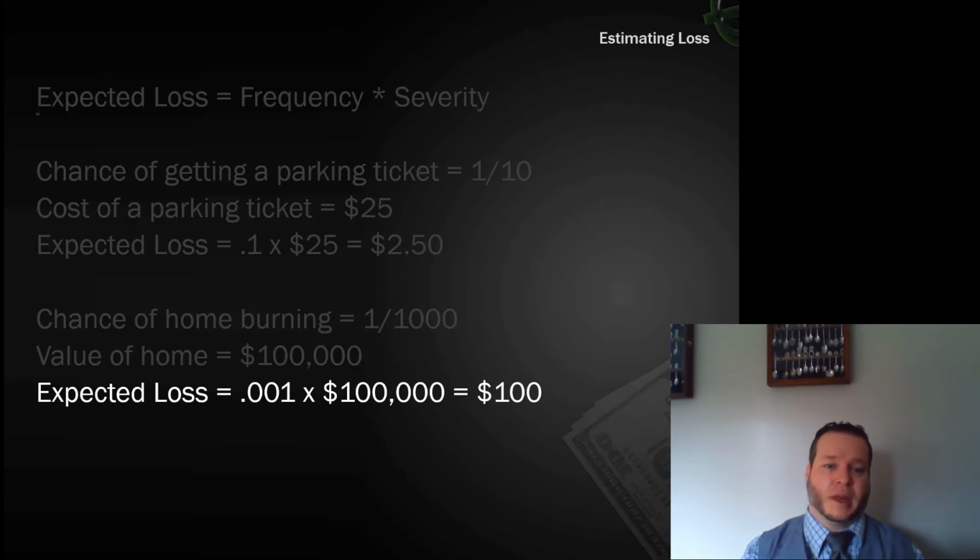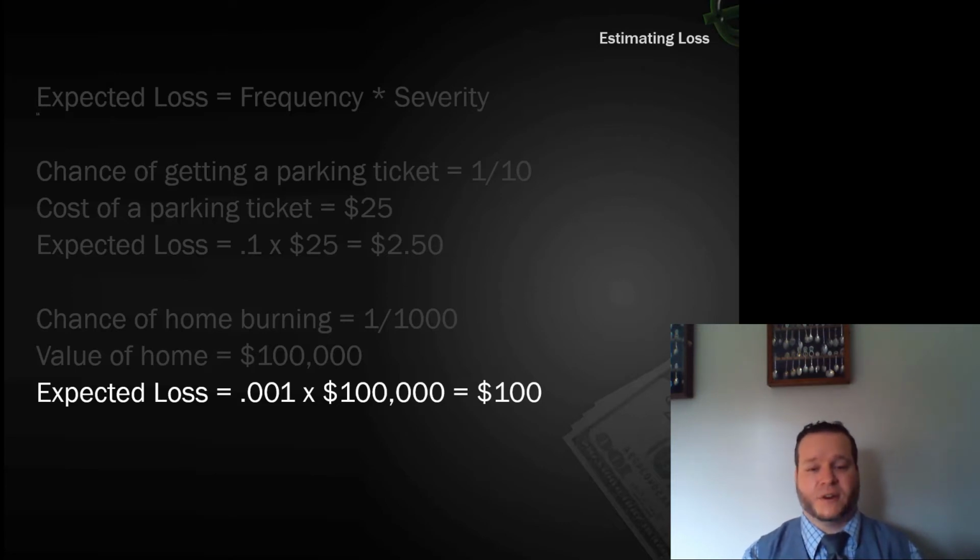Now, we can compare these two risks. Okay, your parking ticket expected loss is $2.50. Your home's expected loss is $100. Which one is the greater threat? The answer is your home burning down. And the reason it's a greater threat is because it has a higher expected loss.